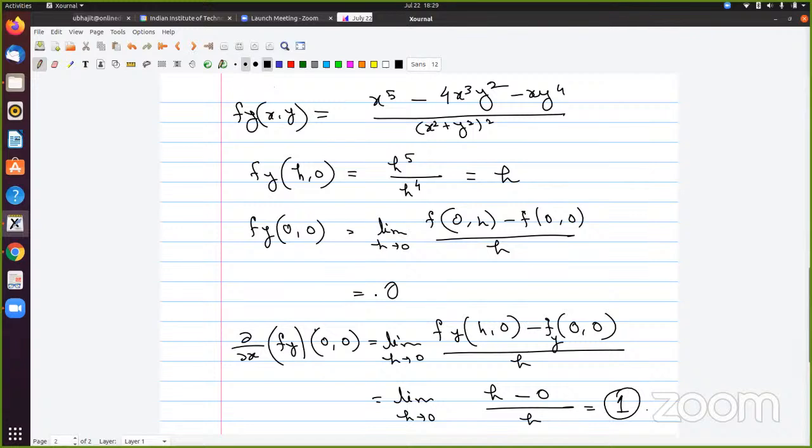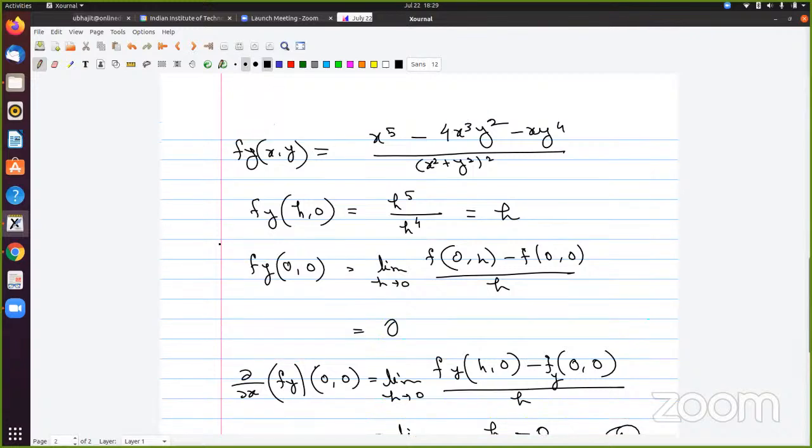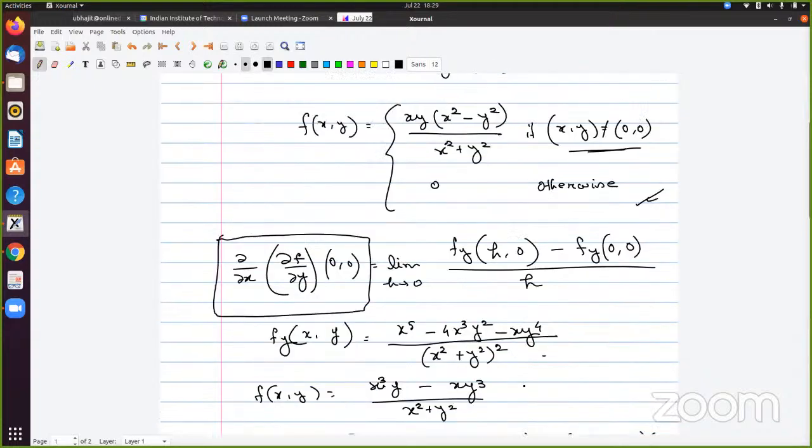So this is basically what we need to calculate. One is fxy at 0 comma 0, another is fyx at 0 comma 0, right? These two we have to calculate. We're starting with fyx. So first with respect to y, then with respect to x. That is what we are calculating. Fyx, right?